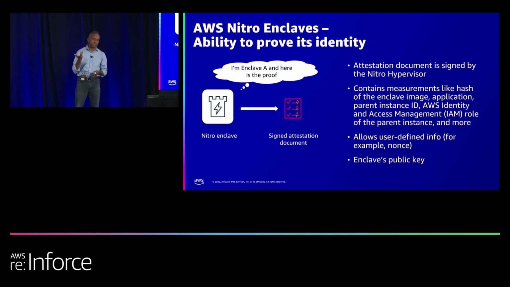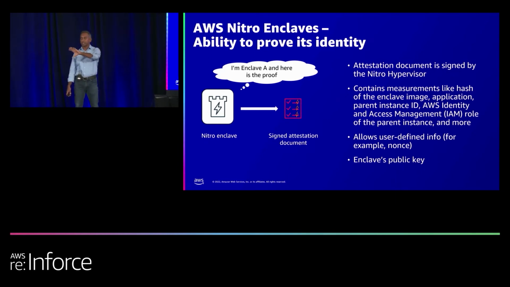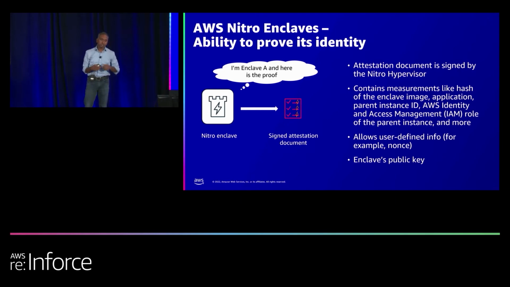The attestation document is signed by the Nitro Hypervisor, which is part of the Nitro system we talked about. The document includes measurements like hashes of the enclave image, the application that's running in the enclave, the parent instance ID it's associated with, IAM roles of the instance, and many more. You could also use user-defined info like a nonce along with the attestation document. And lastly, the enclave also has cryptographic keys.